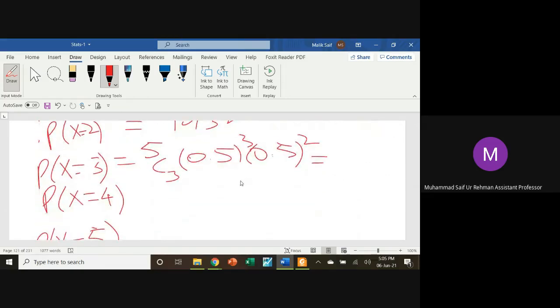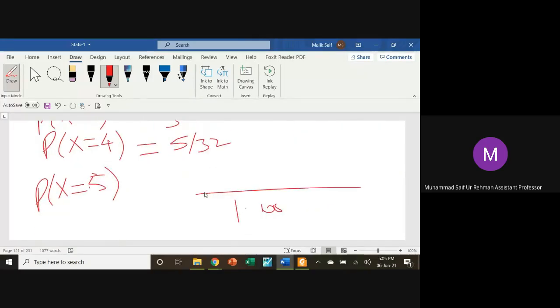In this case, again, 5C3, the answer is 10. So 10 by 32. In this case, it will be 5C4. That will become 5. So 5 by 32. It is verbal. No problem. Do you understand? I don't know why others are not participating in this, but at least you are participating. So 5C5 will become 1. So this will become 1 by 32.